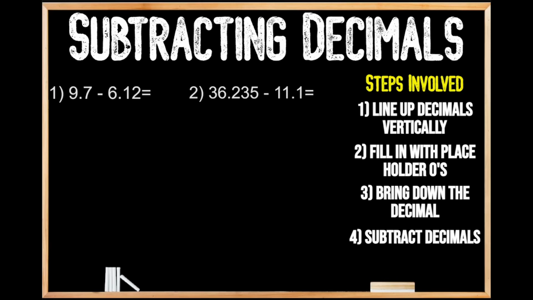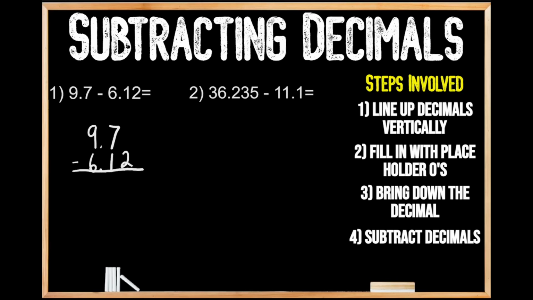Looking over to our steps on our right hand side, we can see that our first step is to line up our decimals vertically. So we're going to rewrite this problem vertically so that we can work through it. We're going to make sure that our decimals are aligning vertically. Before I write my second decimal, I'm going to write my decimal place right down below to make sure that all my place values are aligning properly. So my ones are in my ones place and my tenths are in my tenths place.